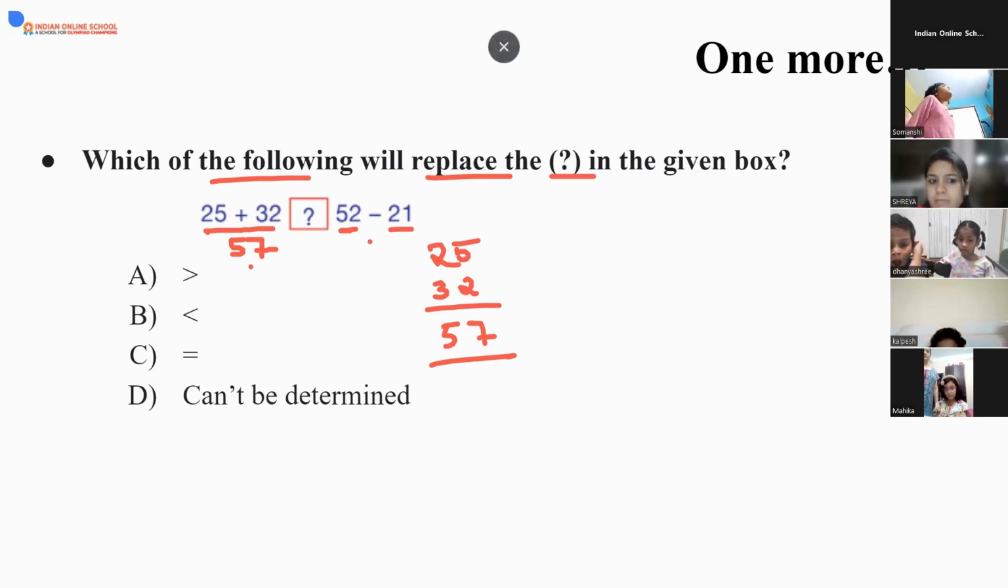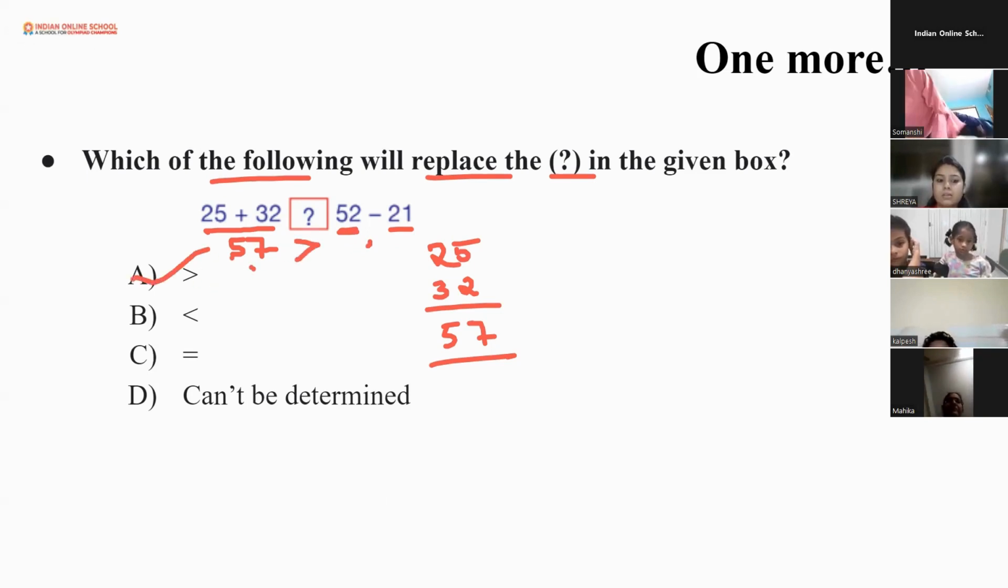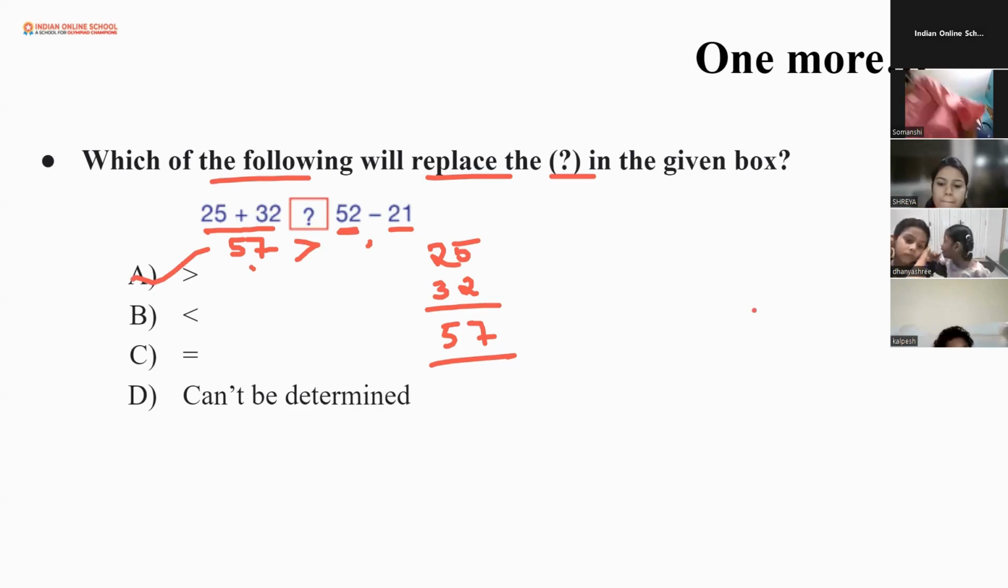Obviously, this will be less than 57, correct? First number is 52. From that also, you're taking away 21. So, is it possible to be more than 57? No. So, this side is 57. So, you use the greater than sign. If it would be plus, okay. But it is obviously understood that it has to be small. So, it is a greater than symbol for us.